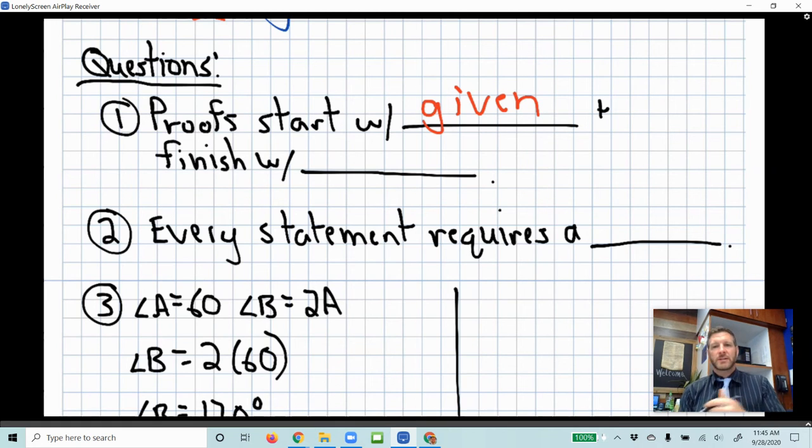And so your first justification, like your kickoff point, because sometimes the hardest thing on a problem is getting started, is you start with the given. What did they tell you to start with? So you put that down, that's your given.